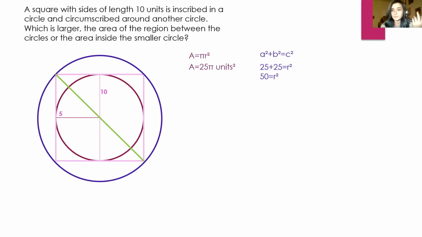So now we're just going to plug that in. We've got 50 pi units squared is our big circle. So now let's subtract them, and we get 25 pi, and this is 25 pi. So they're actually an equal distance apart.